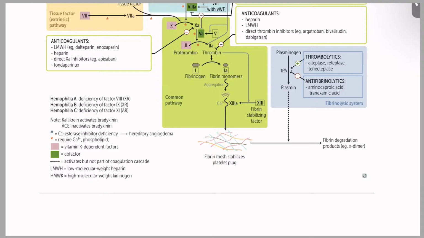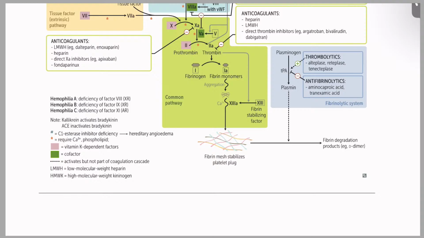Okay, note kallikrein activates bradykinin, C1 esterase inhibitor inactivates bradykinin. C1 esterase inhibitor deficiency leads to hereditary angioedema. Star requires calcium and phospholipid.